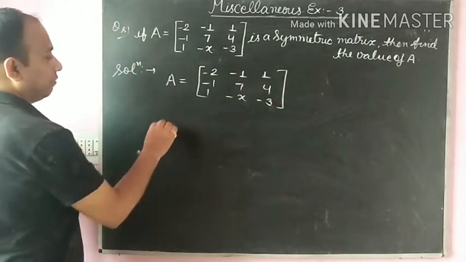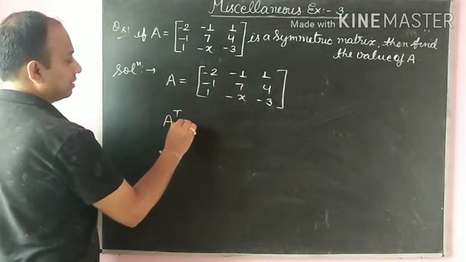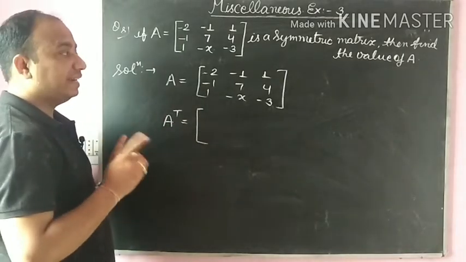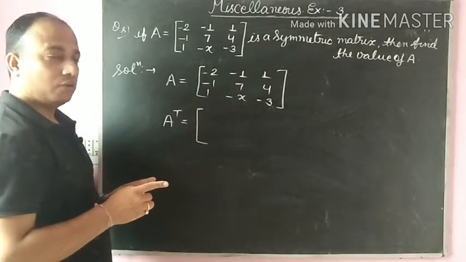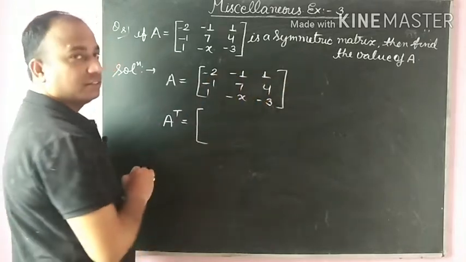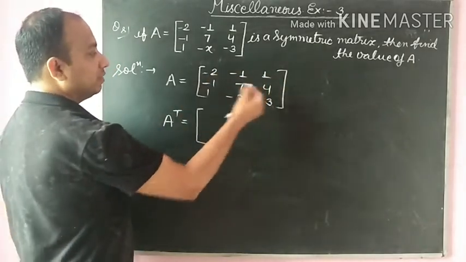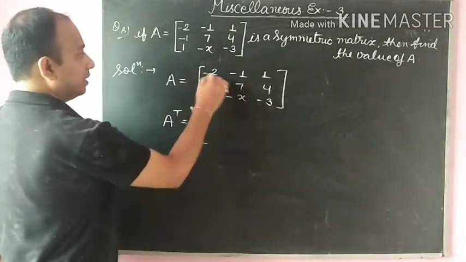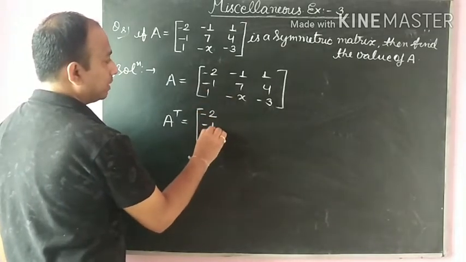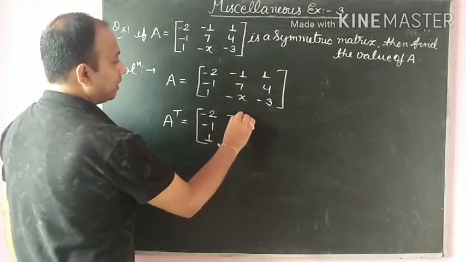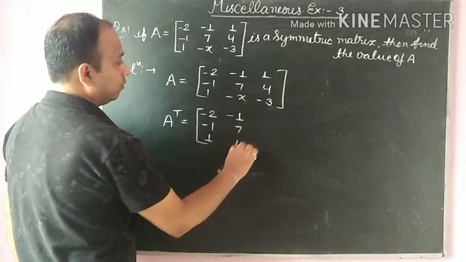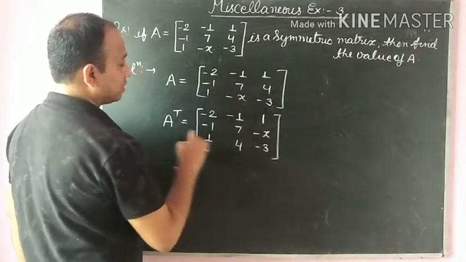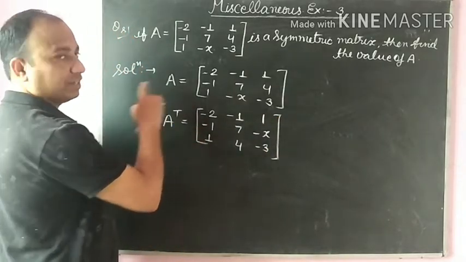First of all, we find the transpose of matrix A, AT. The transpose matrix is obtained by interchanging the rows and columns. The first row is changed into the first column, the second row into the second column, and the third row into the third column. Then -2, -1, 1; -1, 7, 4; 1, minus x, and -3. This is the transpose matrix AT of A.